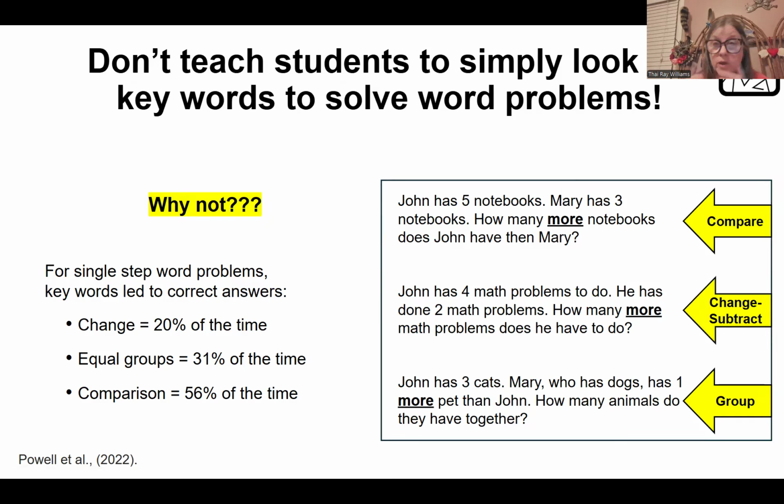Keywords lead to correct answers, and this is the number of times that just that keyword does. A change problem 20% of the time, an equals problem 31% of the time, and a comparison problem 56% of the time. So if you only teach keywords, your students are more likely to get the solution incorrect than they are to get it correct in most instances.